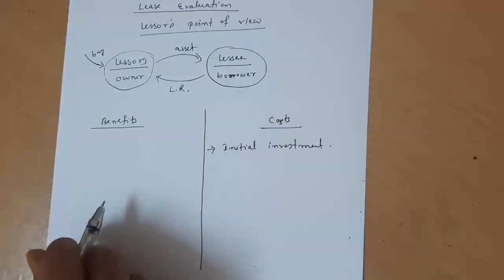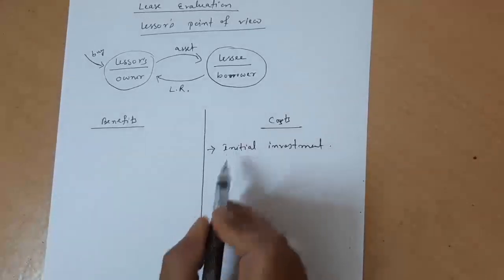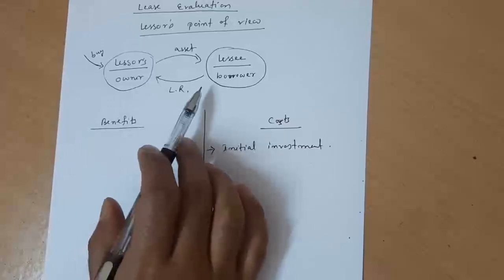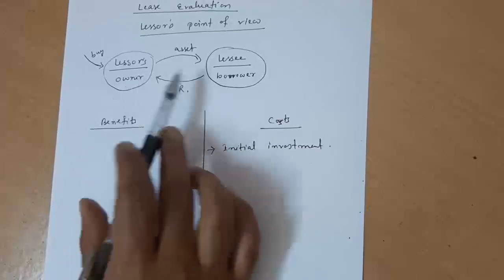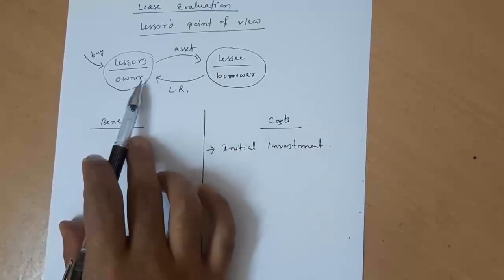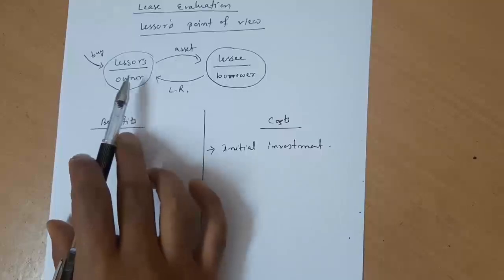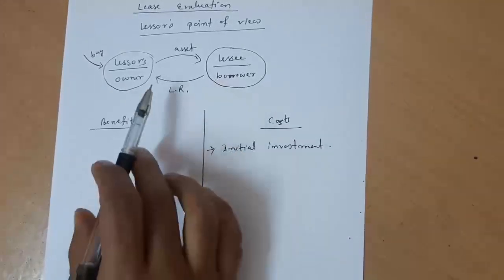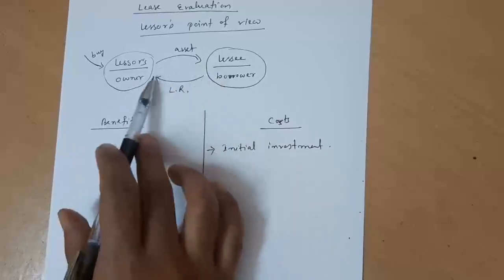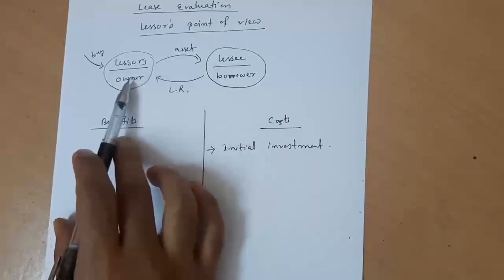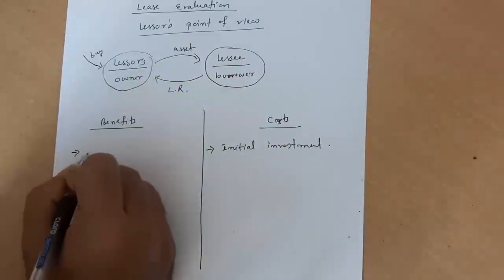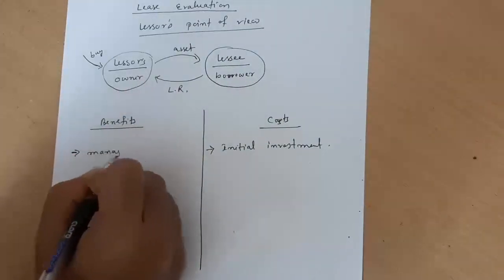Okay, then after this, see, whenever a lease agreement is entered into between the lessor and the lessee, usually the lessor takes some fees from the lessee, which is known as the management fee. So the lessor charges some fees from the lessee, known as the management fee. Whenever the fees are charged from the lessee, the lessor will be getting the money. So it is a benefit for him. So he'll be having the management fee.